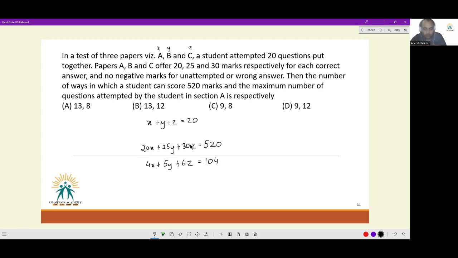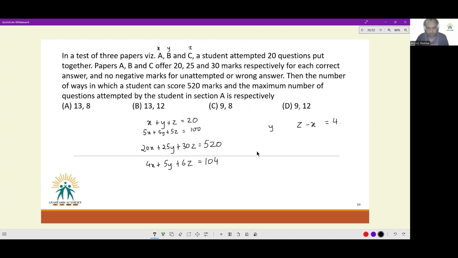Okay, absolutely brilliant. Now understand, I have to find out how many solution sets are possible. I also have to find out the highest possible value for x. Because I have to find out the highest possible value for x, I don't want to eliminate variable x. I will go ahead and eliminate variable y. So I get from here 5x plus 5y plus 5z is equal to 100, which gives me z minus x is equal to 4.